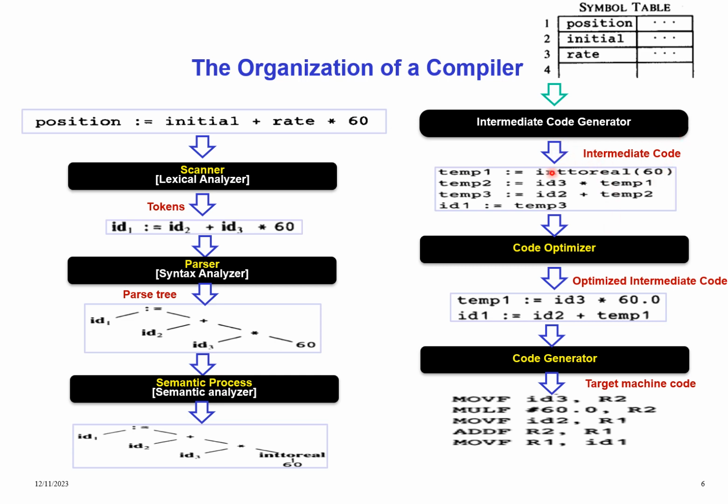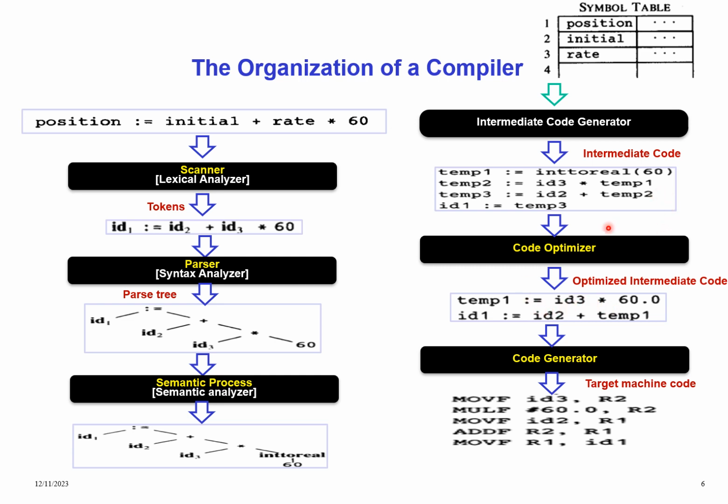It generates an intermediate code something like this: temp1 equal to integer to real of 60, converting based on semantic analysis, and temp2 equal to id3 asterisk temp1, and temp3 which is equal to id2 plus temp2, this entire part. And this is given to the code optimizer. Probably it optimizes the given code.